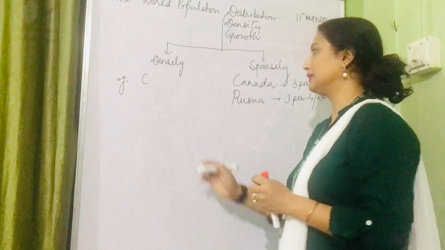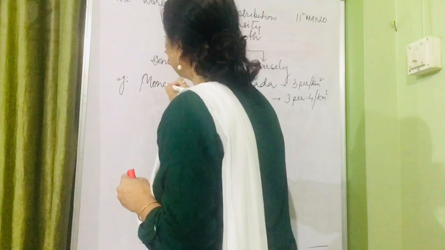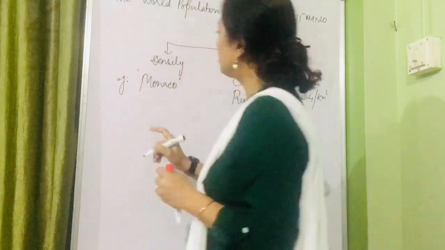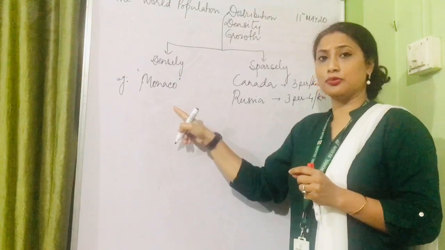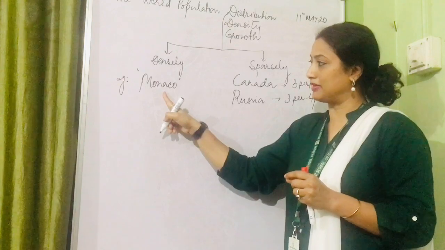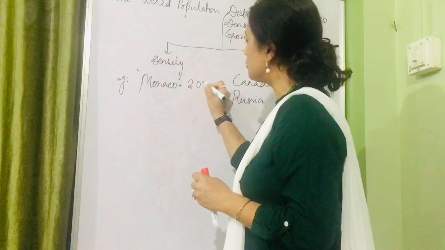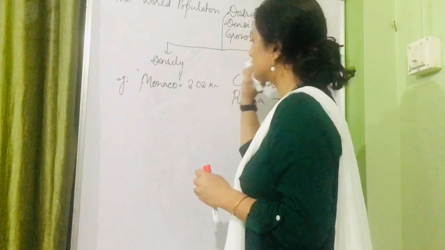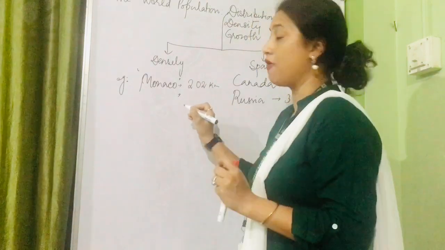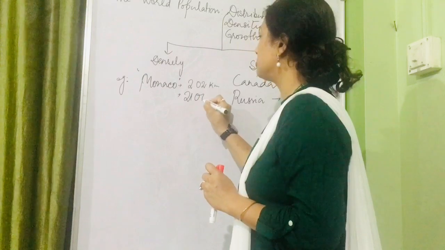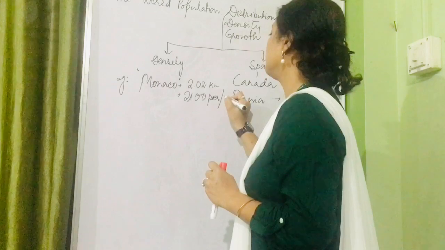Now you see on the other side, if we talk about Monaco, if you have not heard of this place, you will find it in Europe. It is bounded by France on 3 sides and one side by the Mediterranean Sea. You will be surprised to know that the land it covers is 0.2 square kilometers, and it has a population density of nearly 21,000 persons per square kilometer.